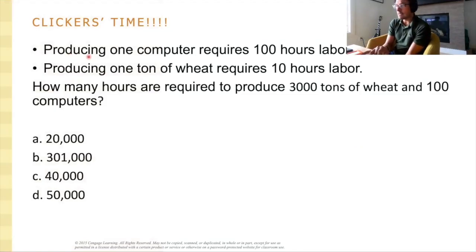So here, let's look at this example. Producing one computer requires 100 hours, and one ton of wheat requires 10 hours. How many hours are required to produce 3,000 tons of wheat and 100 computers? Pause the video for a second and try to provide an answer.